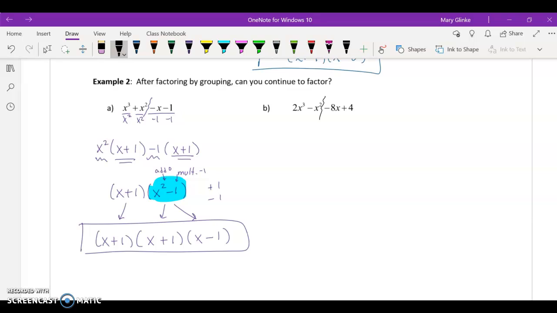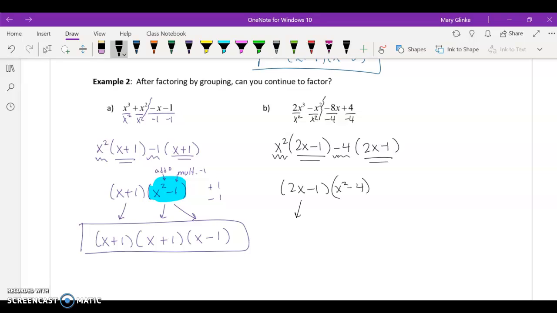So let's try one more. We're going to chop it in half. We're going to factor out the x squared. We get 2x minus 1. We're going to take out a GCF of -4 for the next one. And we would get 2x minus 1. So 2x minus 1 is one factor, and x squared minus 4 is the other factor.